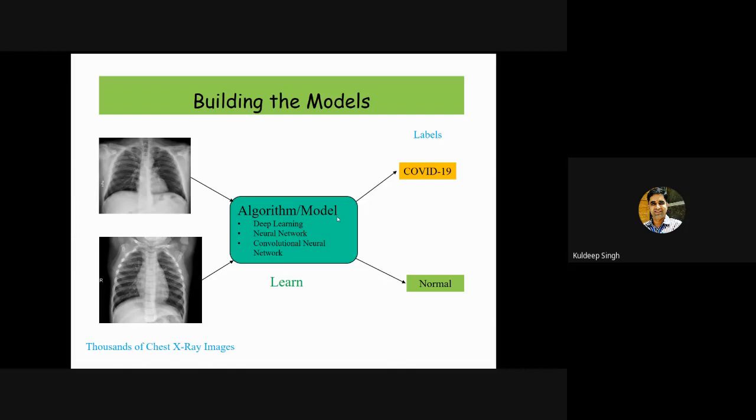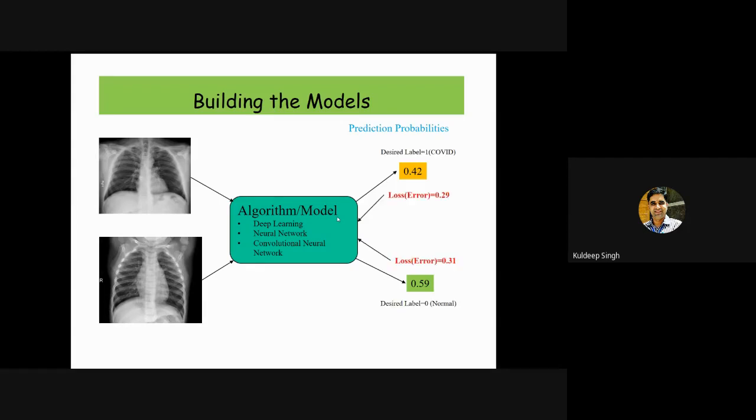So what is the process of it? Whenever we are training the algorithm and model, it will basically give us prediction probabilities. In the starting phase of training these models, they will give us scores which are not close to the desired label. Suppose we have assigned desired label 1 for the COVID category and desired label 0 for the normal category. So in the starting, there will be large errors since they are not trained.